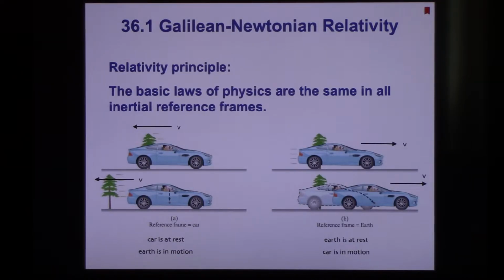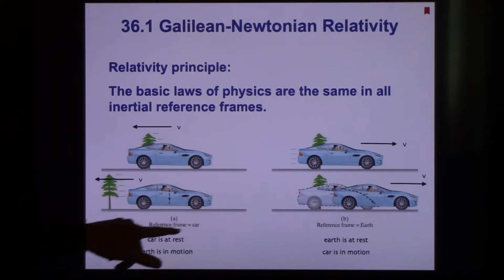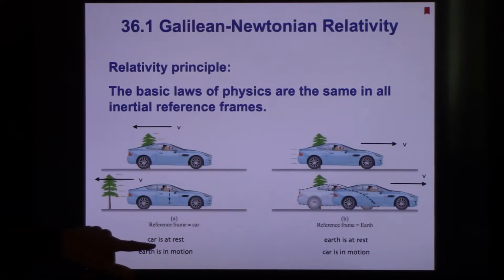So here we go. Relativity says this. Here is this car moving along the highway, and what we're going to say here is that the car can either consider, let's look on the left. On the left we're going to say that the car is considering itself to be at rest and it's watching the Earth go by. Now that's kind of an interesting way to approach this, right?